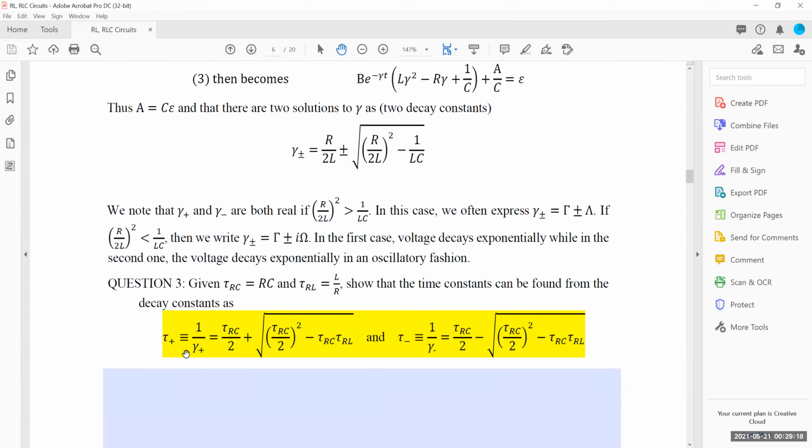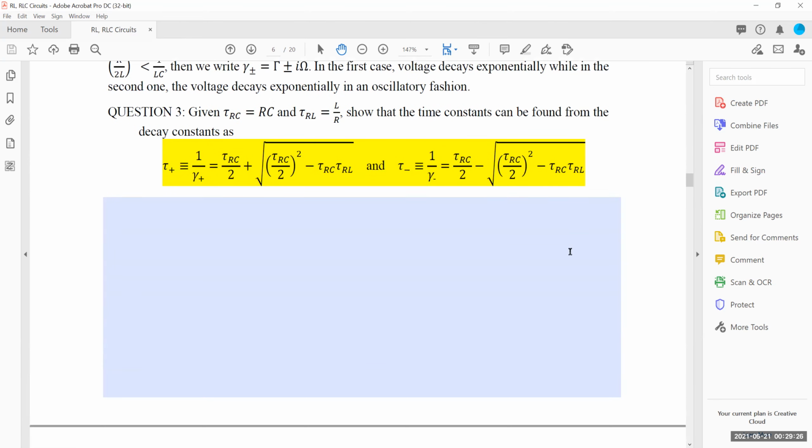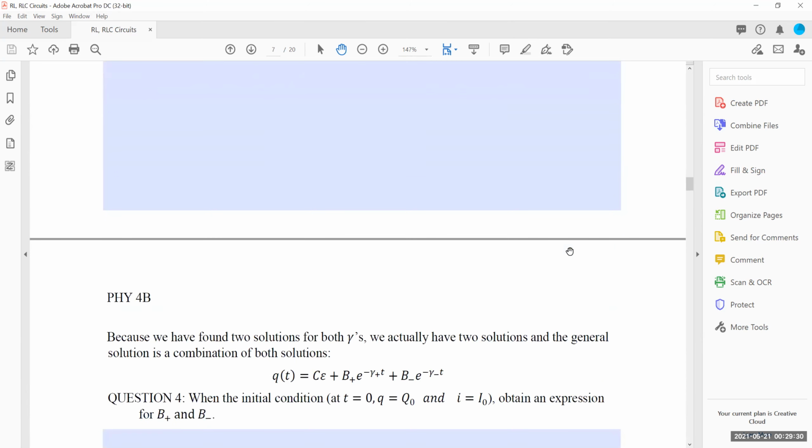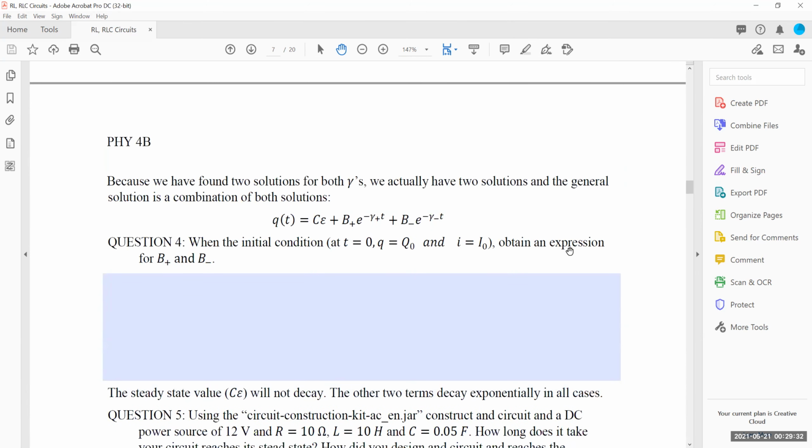So basically, the time constant is just the inverse of these numbers, and you can solve for them to find the expressions in there. Now, if you can do it, that's fine. If you can't, then ignore it for right now. It's really not an essential part of the lab.